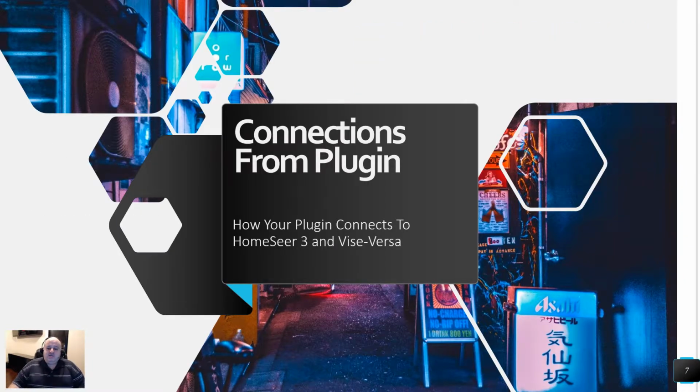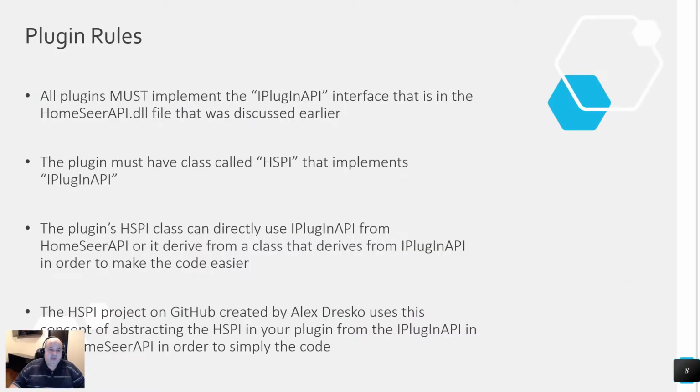So connections from the plugin. How are connections established from the plugin to HomeSeer and vice versa? Some of the plugin rules are that all plugins must implement the iPlugin API interface that's in the HomeSeer API DLL file that we talked about earlier.